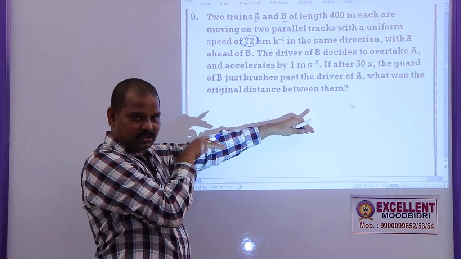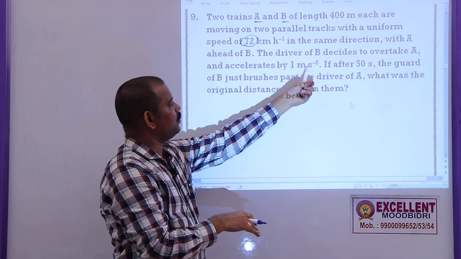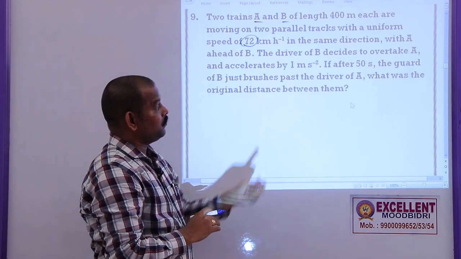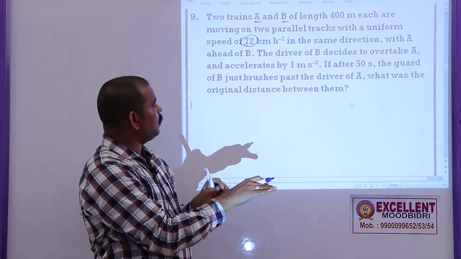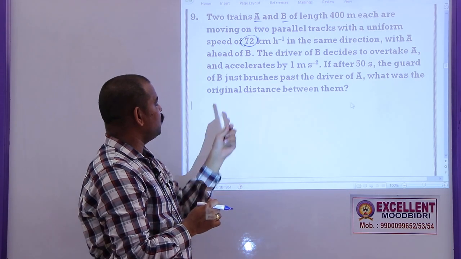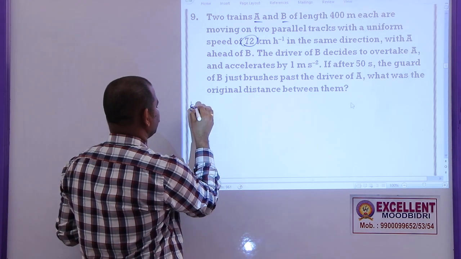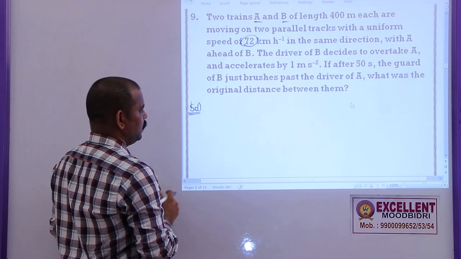Now, the driver of B decides to overtake A and accelerates by 1 meter per second square. If after 50 seconds the guard of B just brushes past the driver of A, what was the original distance between them? See the diagram, because the diagram is most important in this problem.